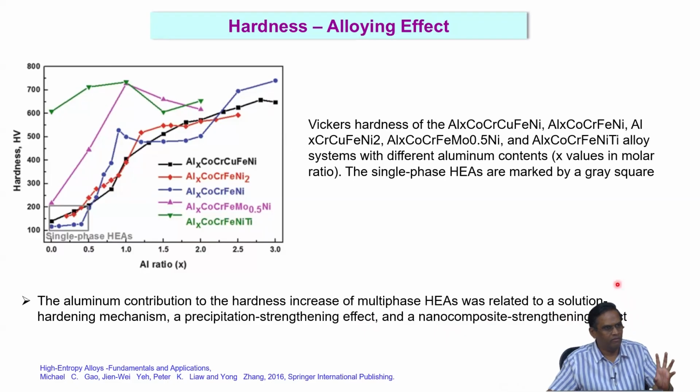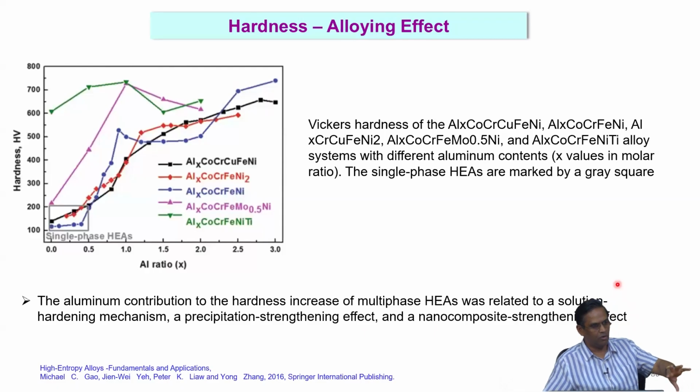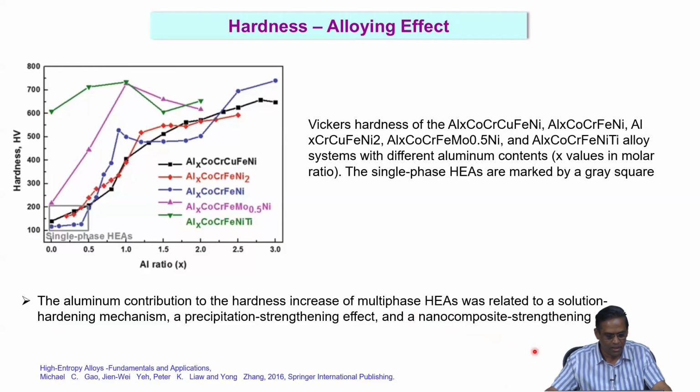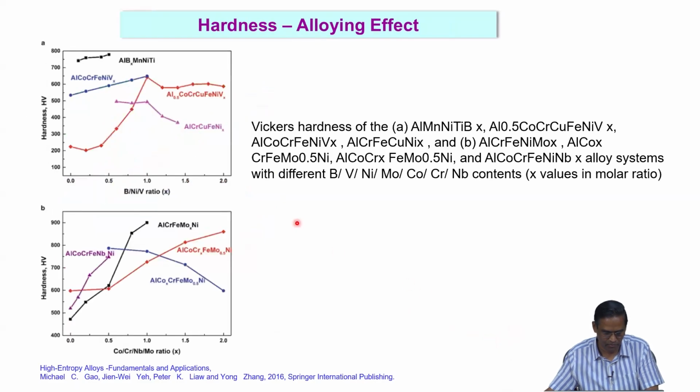When you have a particular chemistry, for example, in the previous slide we talked about age hardening, that means you have one particular phase forming, and then we talked about high temperature age hardening, that means a specific intermetallic forms only at high temperature. But you can also tweak the alloying elements in such a way that you get precipitation strengthening as well as the nano composite strengthening effect. Several mechanisms can be combined to exploit the strength of the material.